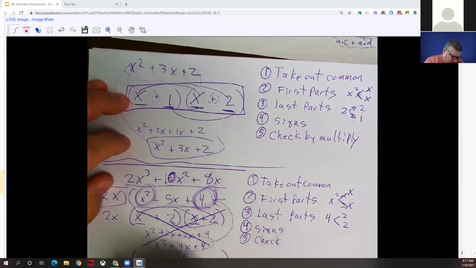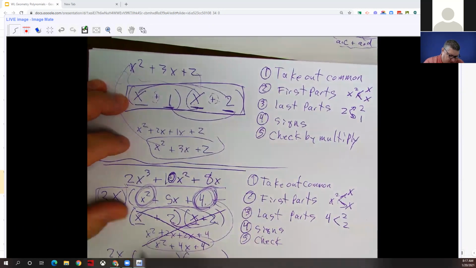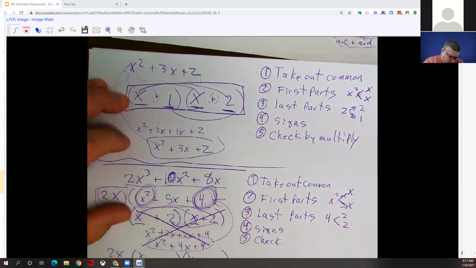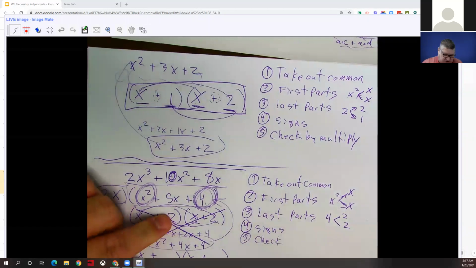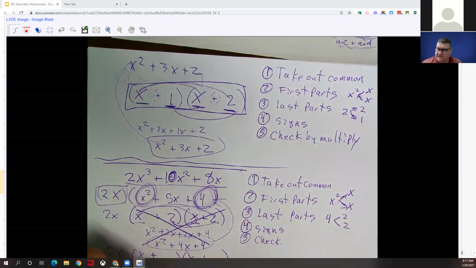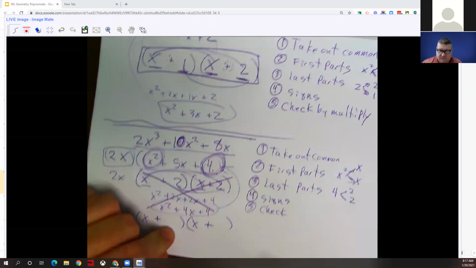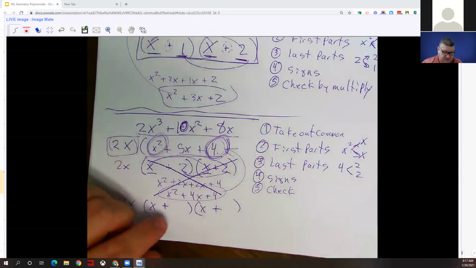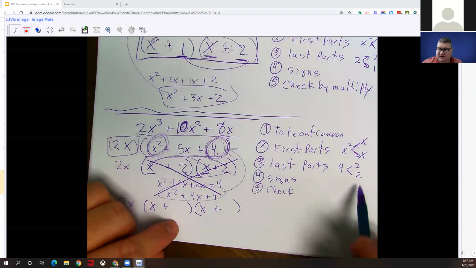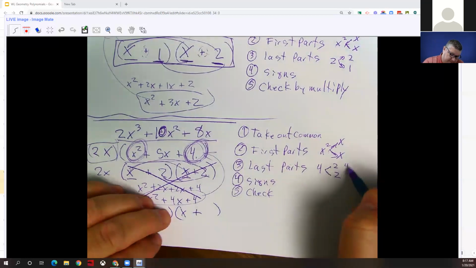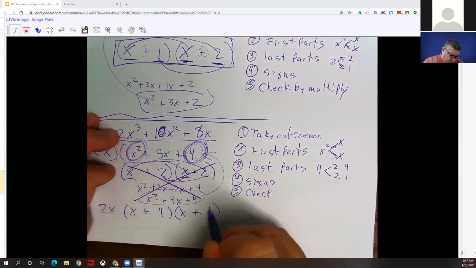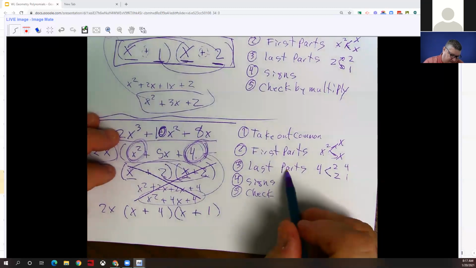That's wrong, which means I'm going to go back. Start again. Take out common. Got it. First parts only got one choice. Signs only got one choice. Instead of 2 and 2, what should I have used here and here? What are the factors of 4? Instead of 2 and 2, how do I break down 4? 4 and 1.